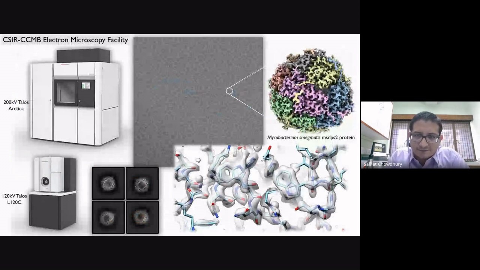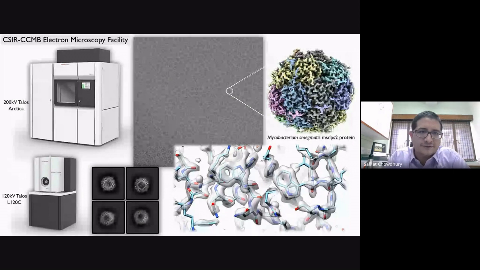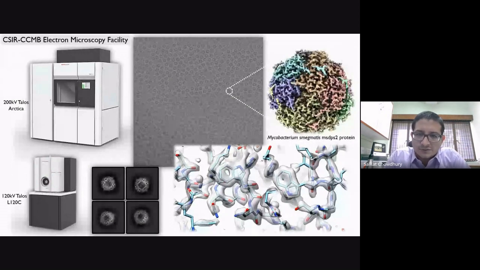And this is some of the data from our own Cryo-Electron Microscopy Center at CCMB. It's a pan-CSIR facility, but open to any users, academic as well as non-academic, who want to use it.